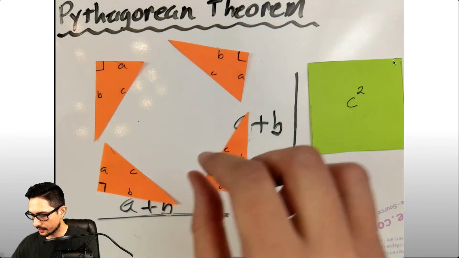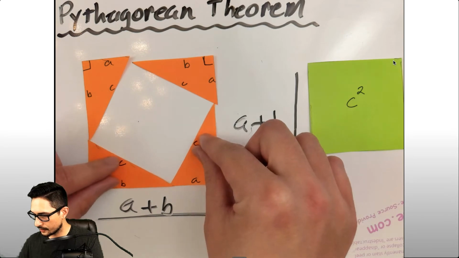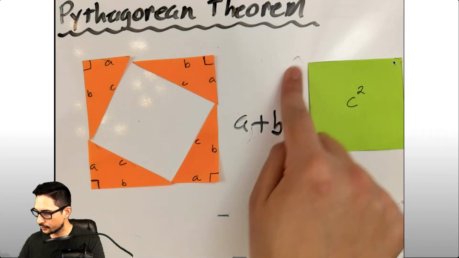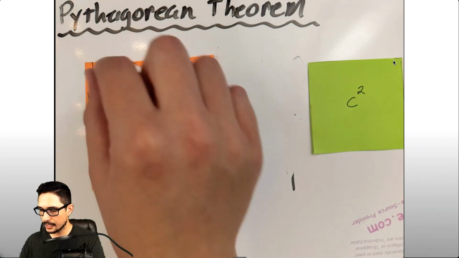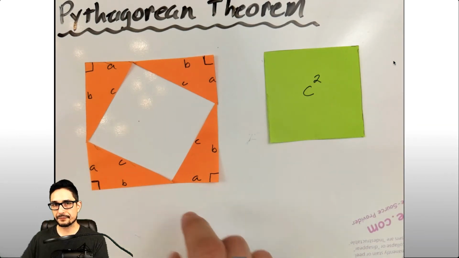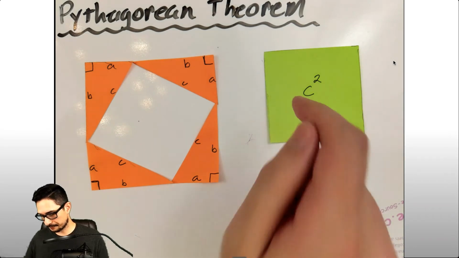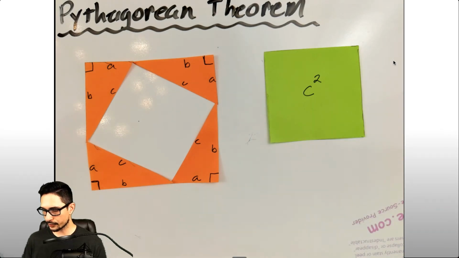All right, let me fix up my other square here and get rid of this. Okay, so we know that this shape in the middle, this negative space, has an area of c squared. We're going to remember that because that's important. Now we're going to explore a little bit more.